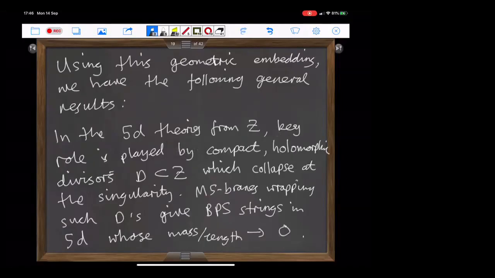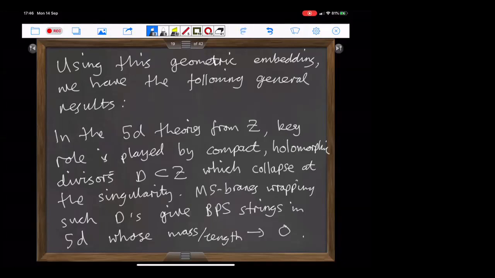So using this sort of geometric embedding, one can make some rather general remarks. In the 5-dimensional theories that arise from M-theory on Z, a key role is played by compact holomorphic divisors in Z.